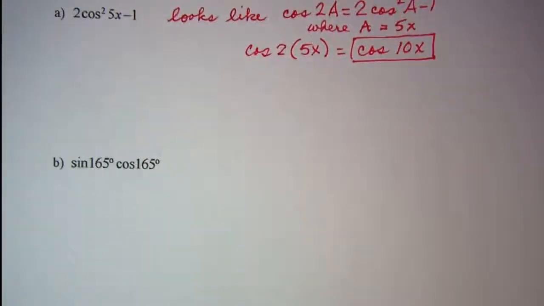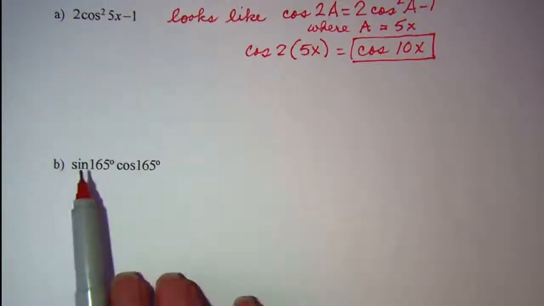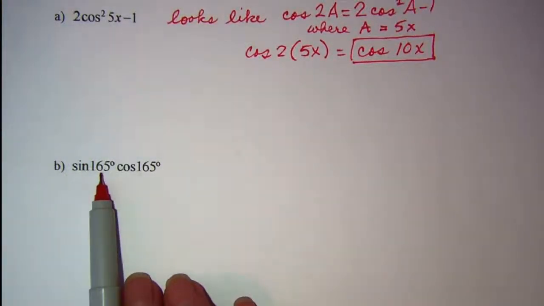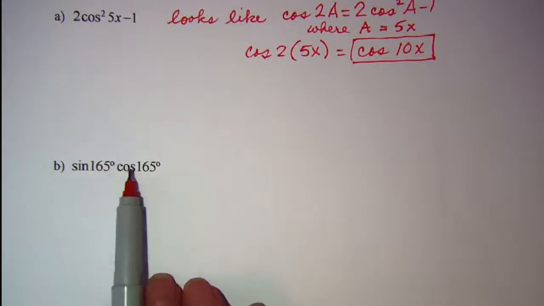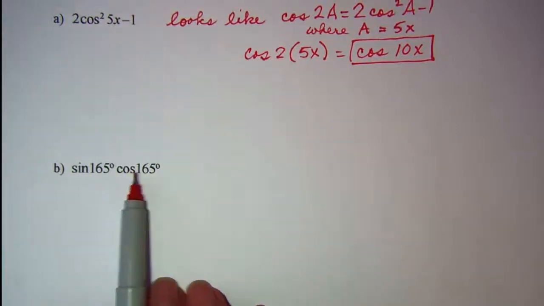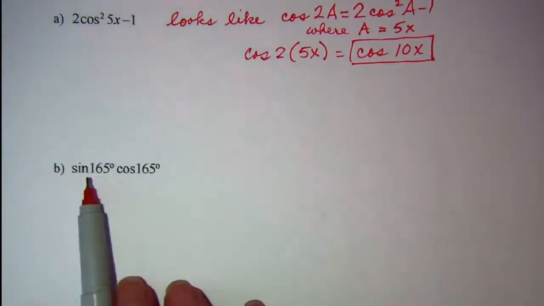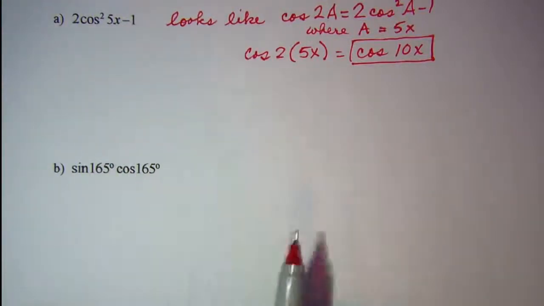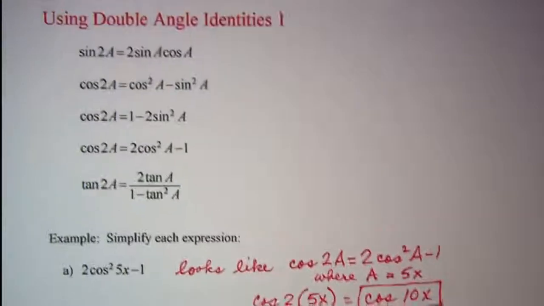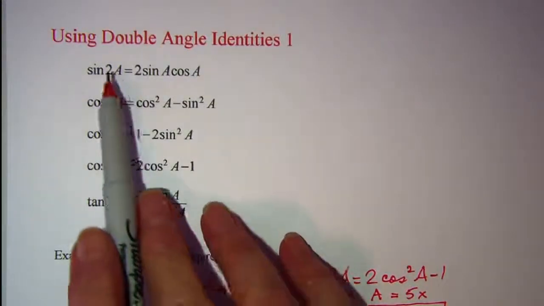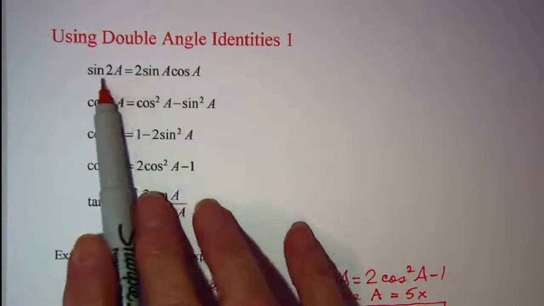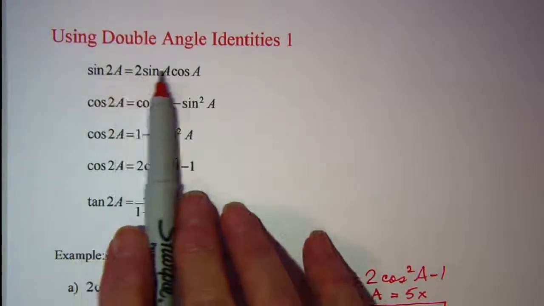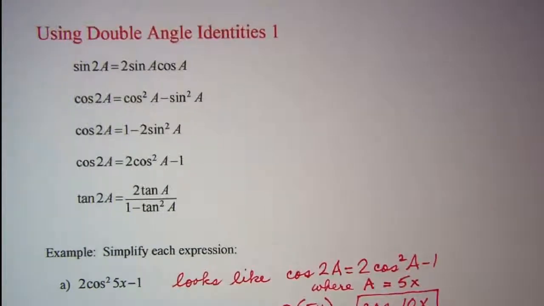All right, our next example, we have the sine of 165 degrees times the cosine of 165 degrees. So we have sine of an angle times cosine of an angle. This looks like this first double angle identity. So let's write that down by our problem.